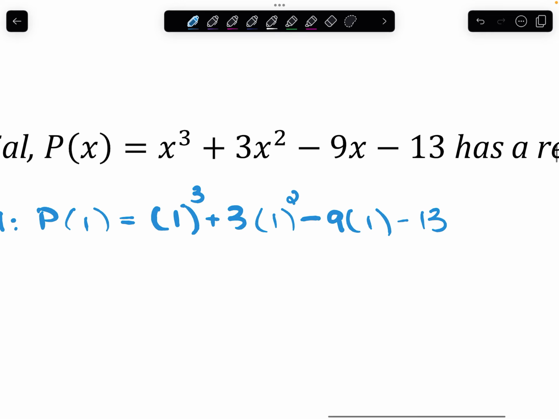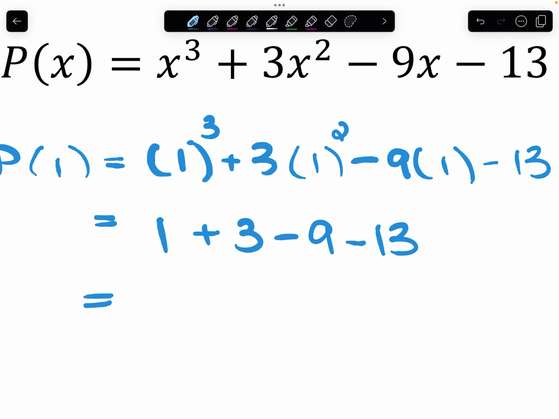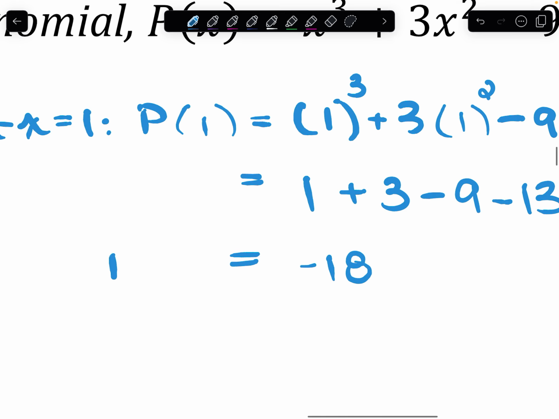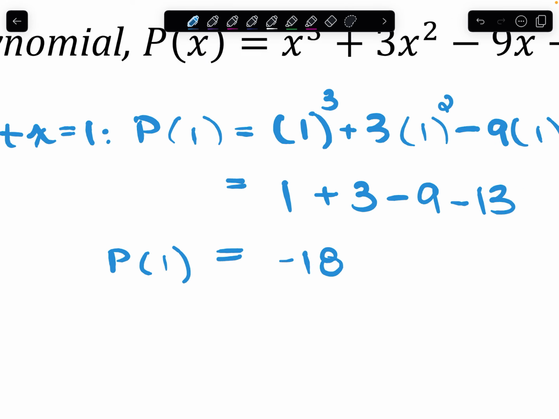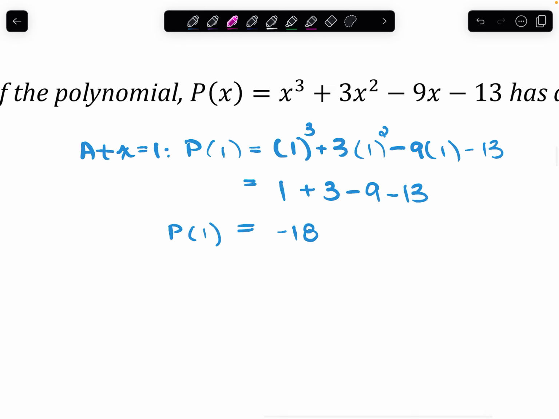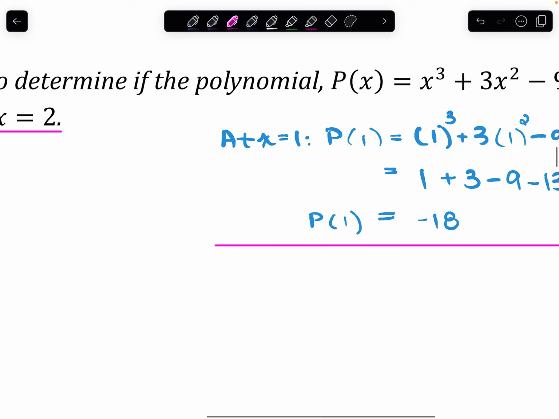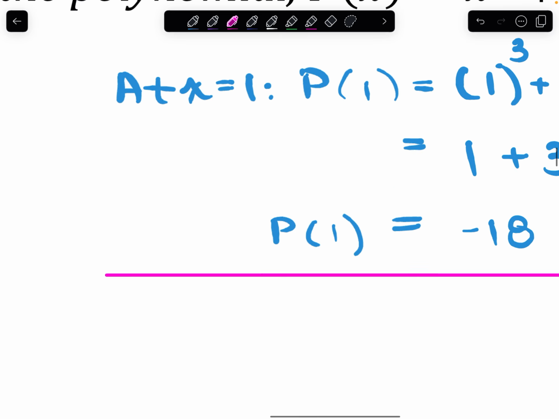Let me do a little algebra. 1 cubed is 1. 1 squared is 1 times 3 is 3. We have our -9 and our -13. All right, so 1 plus 3, 4. -9, -5. -13, -18. All right, so I've got my y value at 1. It said between 1 and 2, so now I need my y value at 2, so we're going to plug in 2 now.